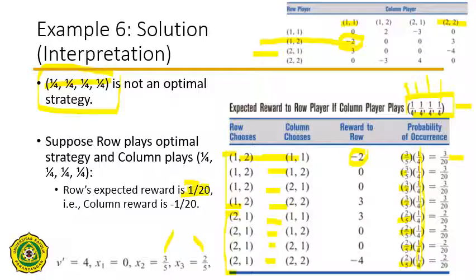So now we have the probability of occurrence of each pair of strategies. Now what you need to do is just multiply the probability with the reward and then take the sum, such that you will get that the sum of all this multiplication, probability times reward, equals positive 1 over 20. In other words, the row will be expected to win 1 over 20 dollars against non-optimal strategies from the column player.